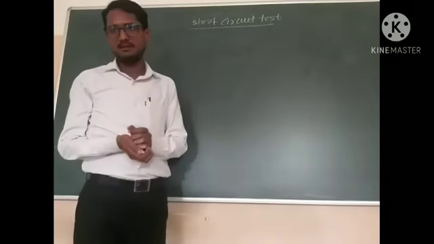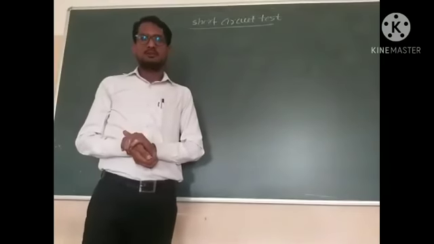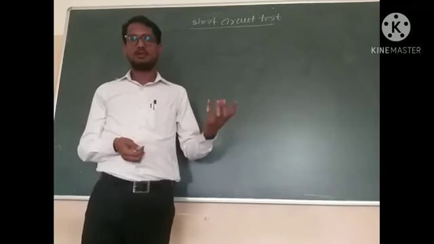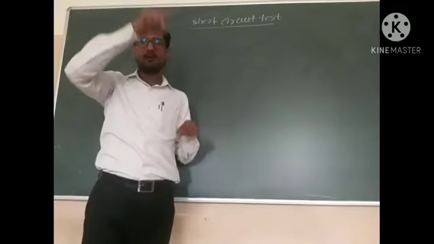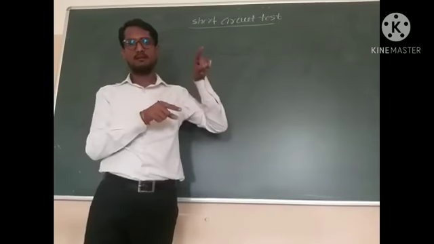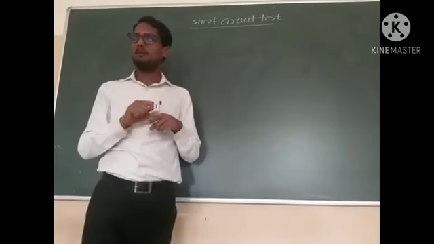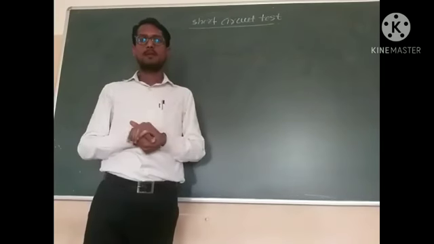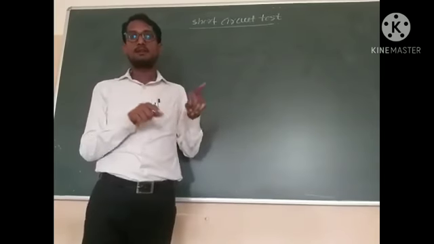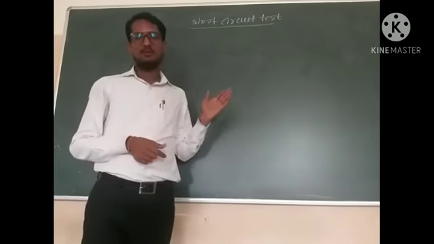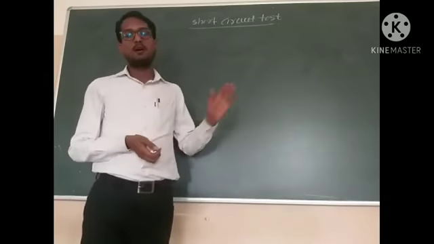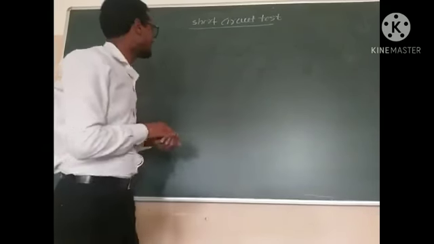Short circuit test. In the short circuit test, one winding, usually the low voltage winding, is short circuited by using a thin copper wire or link. In some cases we short circuit the low voltage winding by using an ammeter also, to find out the load current. But usually we use a link to short circuit the low voltage side. So we draw here a circuit diagram which clearly explains how to perform the short circuit test.